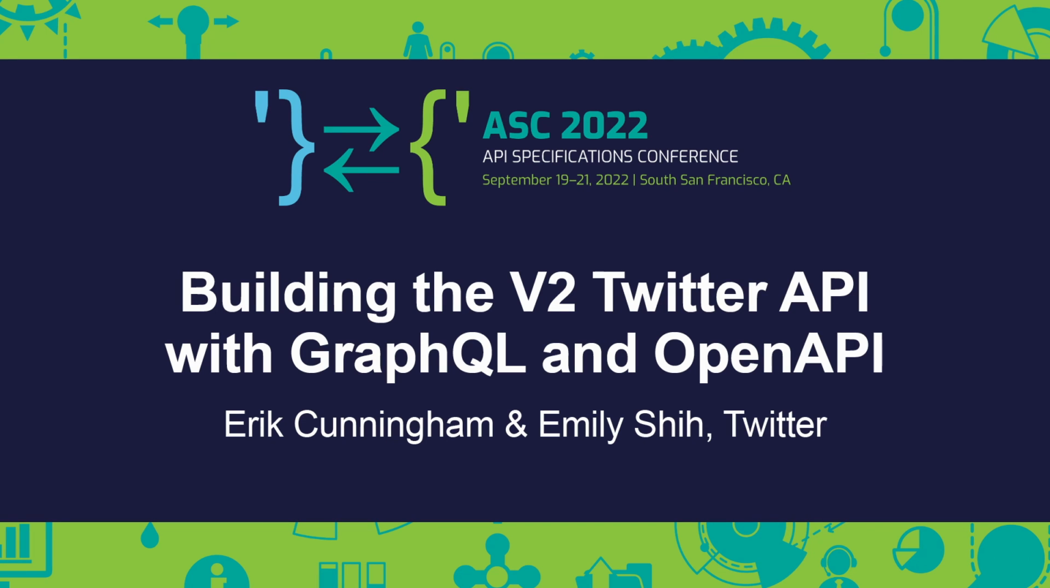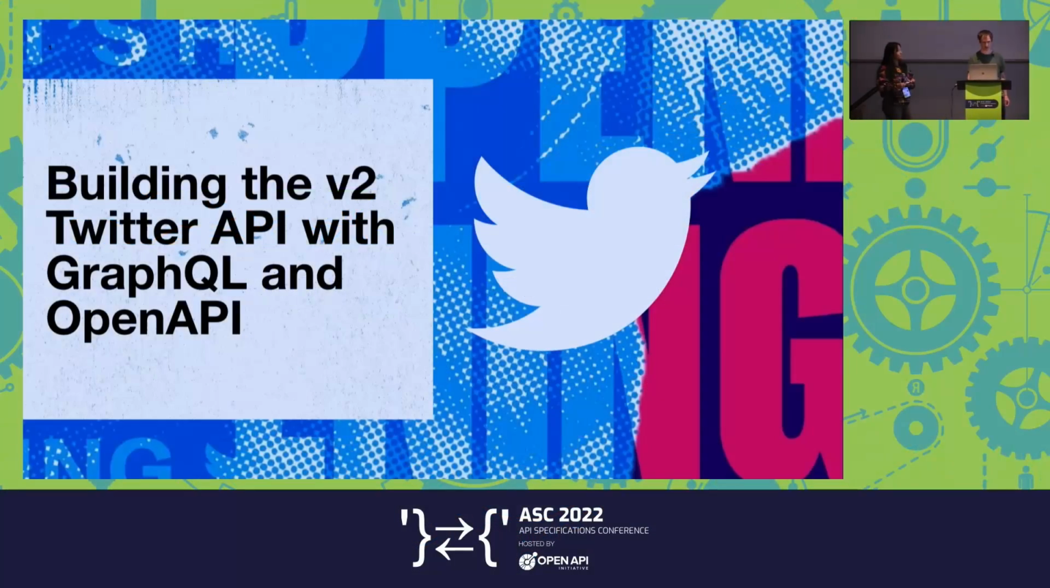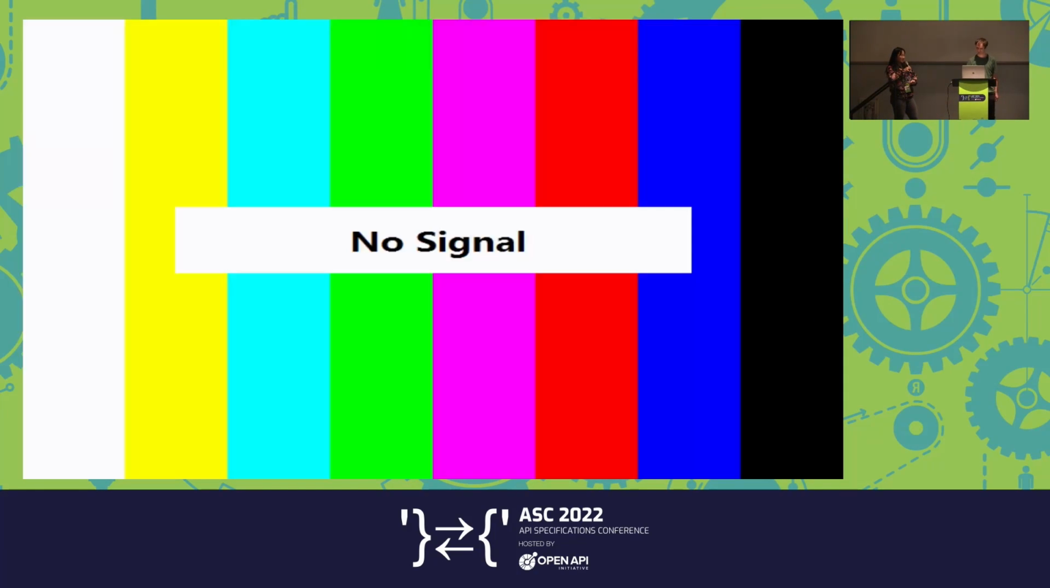All right. This is the session building the V2 Twitter API with GraphQL and OpenAPI. My name is Erik Cunningham. I'm a software engineer working at Twitter on the API platform. Hi, I'm Emily Shih. I'm also a software engineer at Twitter working on the API platform.